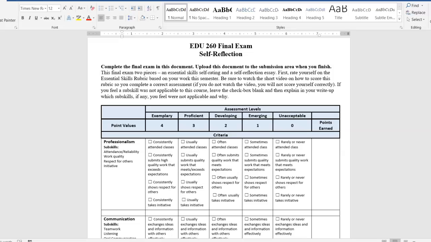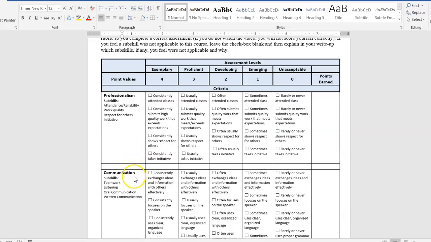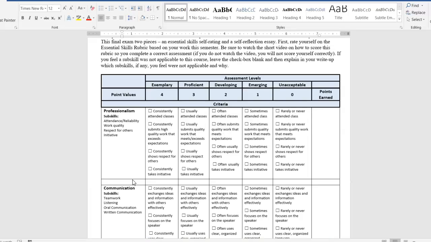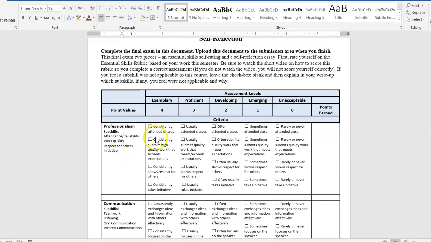First, let's talk about how to score yourself on the Essential Skills rubric. The Essential Skills rubric has 4 areas: professionalism, communication, critical and integrative thinking, and organizational skills. Each of the areas also has sub-skills, and each of the sub-skills will have a checkbox. So we have attendance, reliability, work quality, respect for others, and initiative. Each of these will have a checkbox.